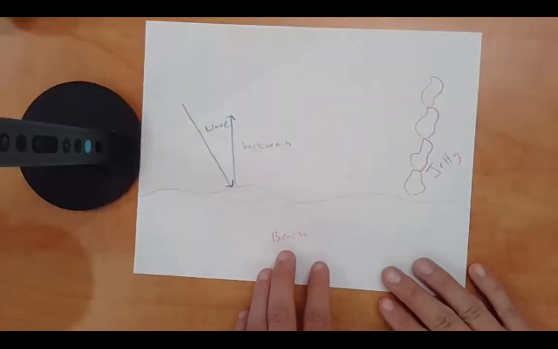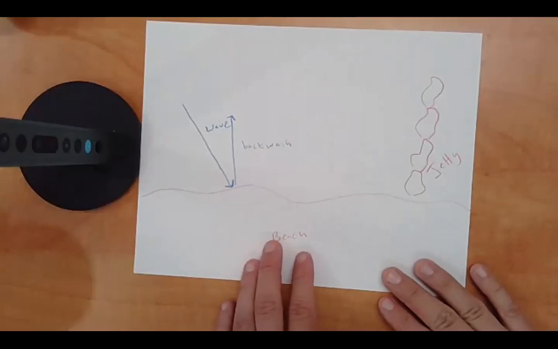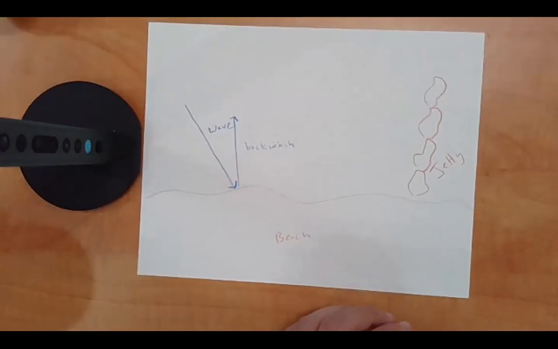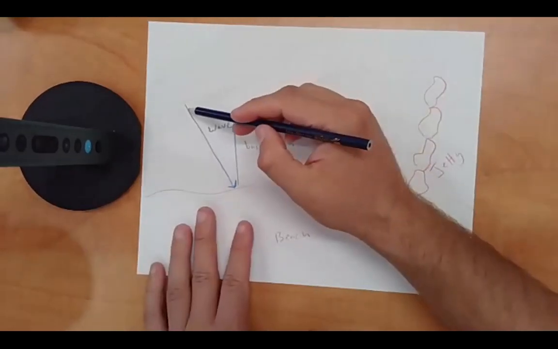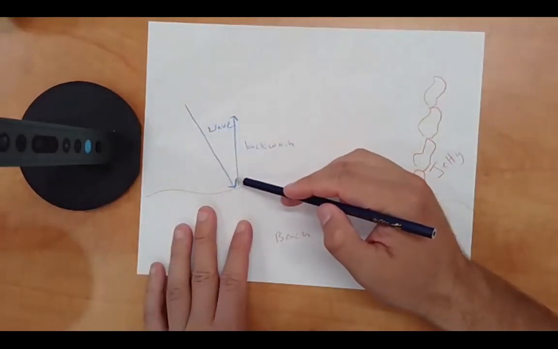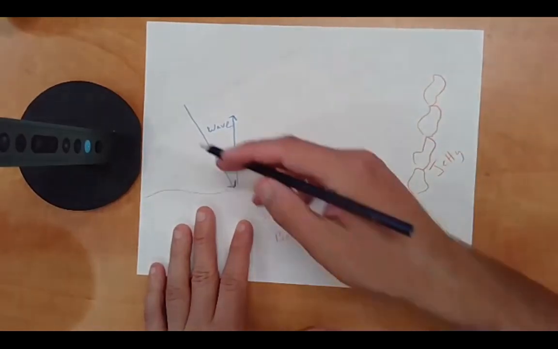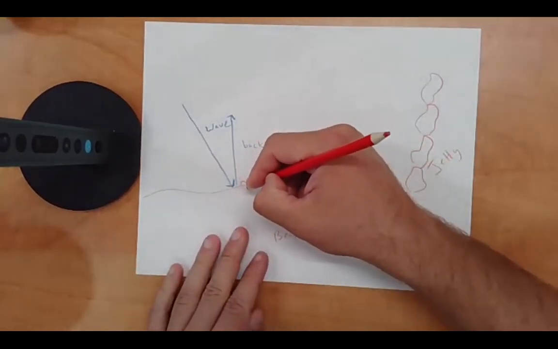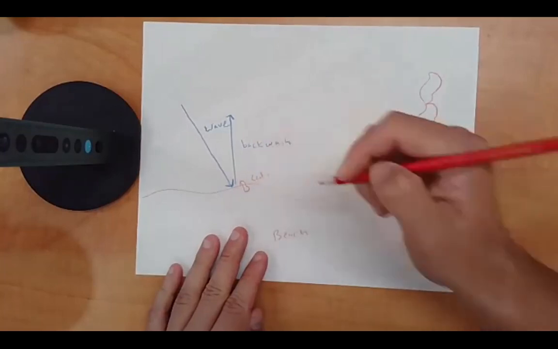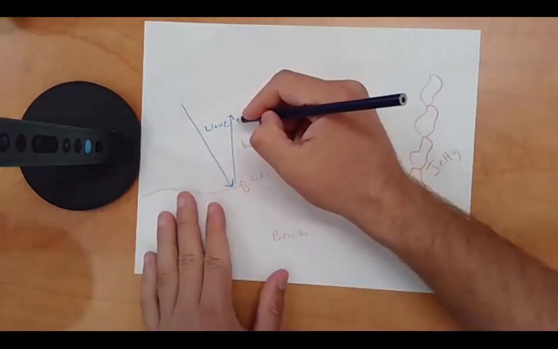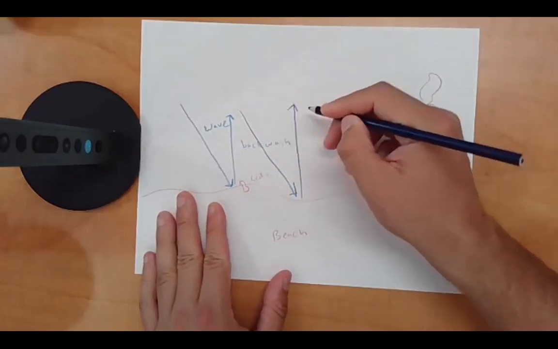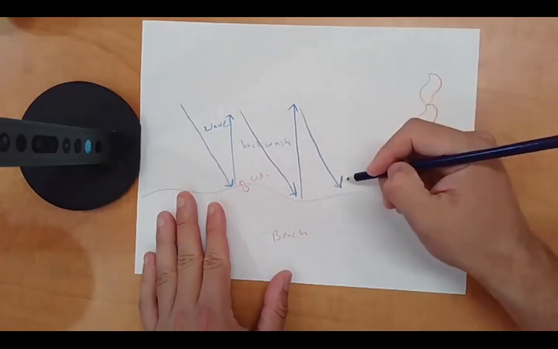You'll see here that I've drawn a beach and we have a jetty over here. And then we're just going to illustrate the process of longshore drift. So we know the wave is going to come in at an angle and then it's going to backwash out. As it comes in and backwashes out, it's going to take a little bit of sediment with it. It's going to come in at an angle and backwash out.